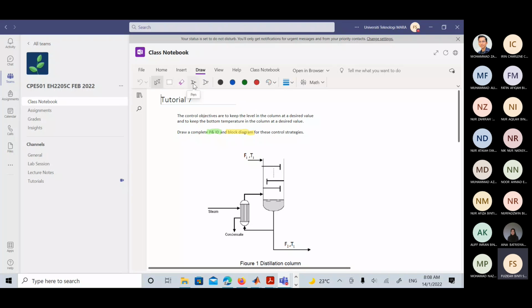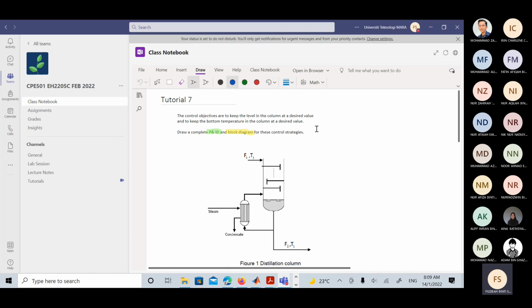Alright. Tutorial 7, the first question is you need to draw a complete PNID and block diagram for this control strategy. If you refer to the question, we have two types of control strategy: the first one is the level controller, and the second one is to control the bottom temperature in the column at a desired value. PNID diagrams we have drawn in the past 4 to 5 weeks, and they were already in the test and quiz.